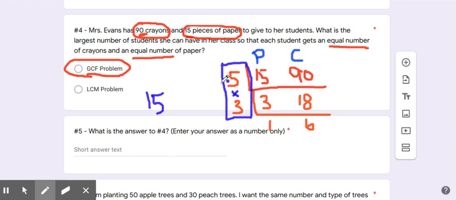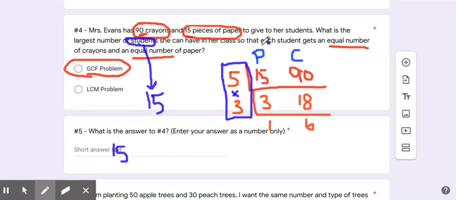Okay, and so what this is telling me is that the question back in number 4 was, what is the largest number of students that she can have and split those equally? It's 15. So 15 would be your answer for number 5. Now, the next question, which is not actually on here, but if I were to ask you, how many pieces of paper would each of those 15 students get?